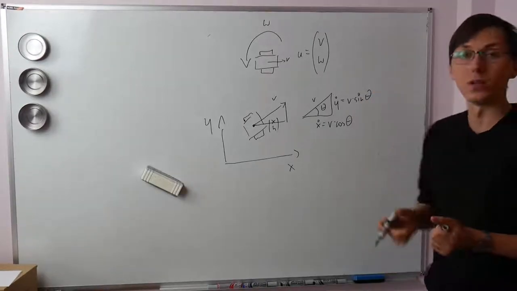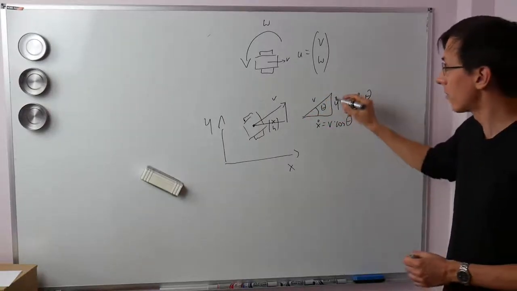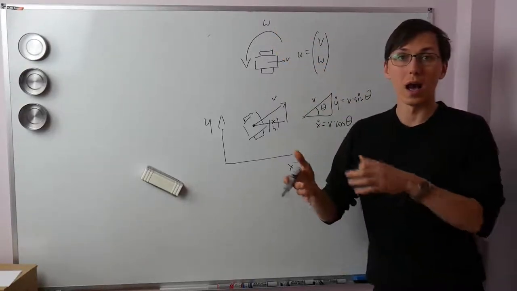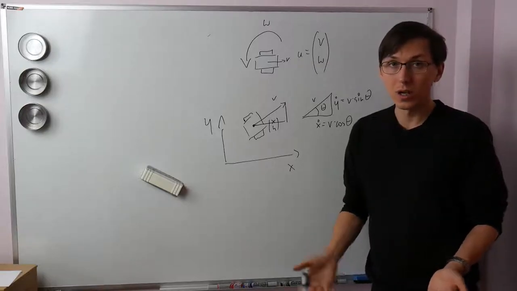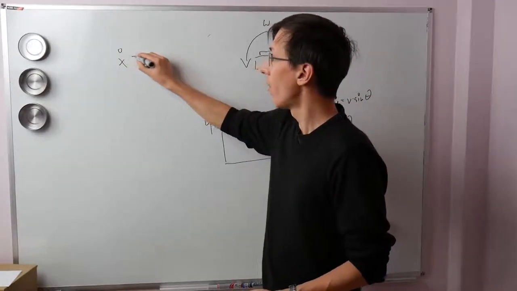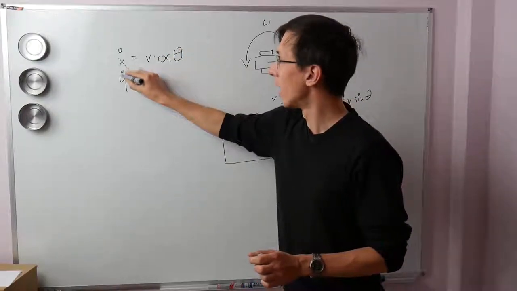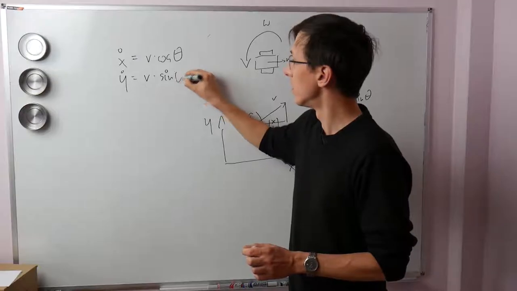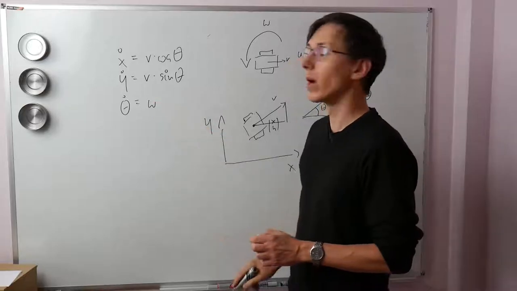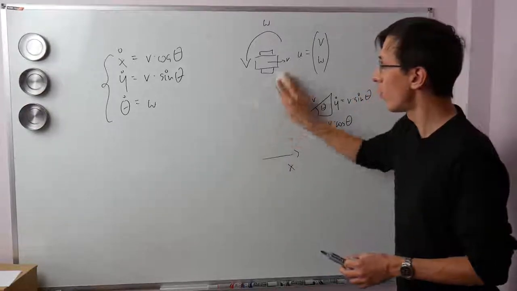Sinus. Okay, that's it. I've got it split into two axes. Now, omega directly influences the change of my angular position in time. So by definition, it is just a velocity. So I can summarize my robot as: on X, I change with V cosinus theta, on Y I change with V sinus theta, and on theta I change by using omega. That is my robot model. Okay, this is my robot model.